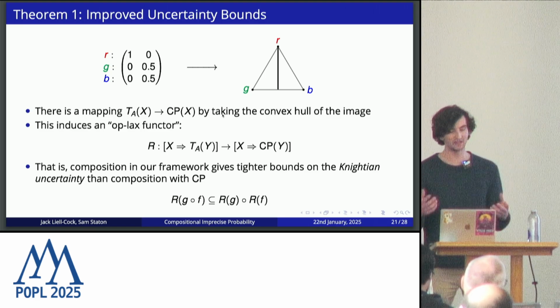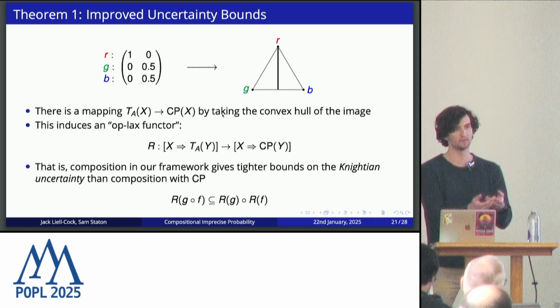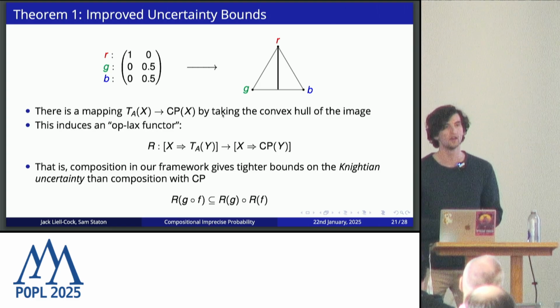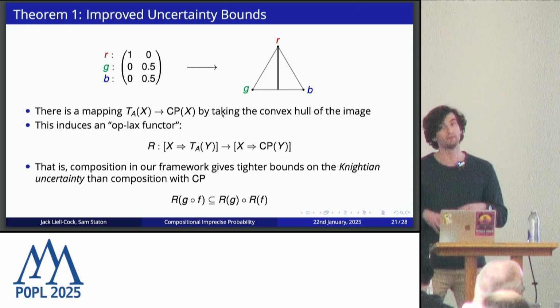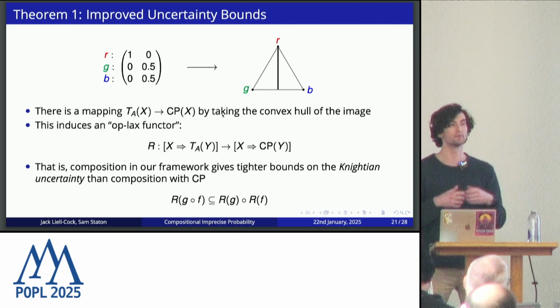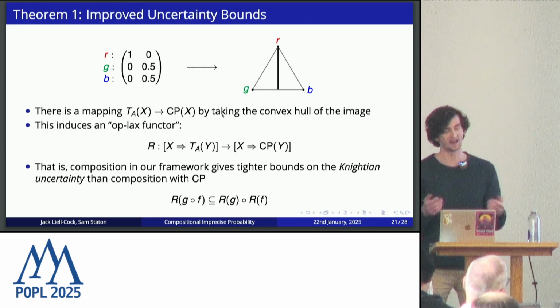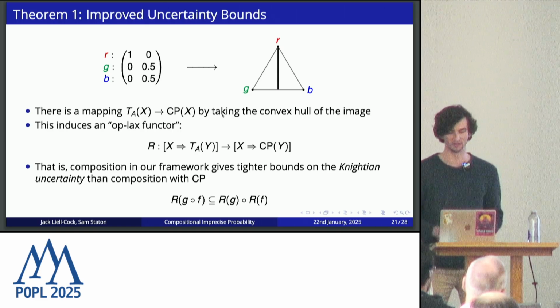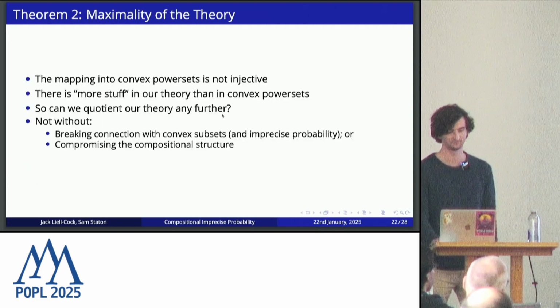And what this means is basically if we compose programs in our framework and then map them across to the convex power set framework, we actually get refined bounds as opposed to when we map each program across individually and compose them together in that framework. And that's basically to do with we're keeping track of the non-deterministic branches, so we have a little more refinement about how we use them.